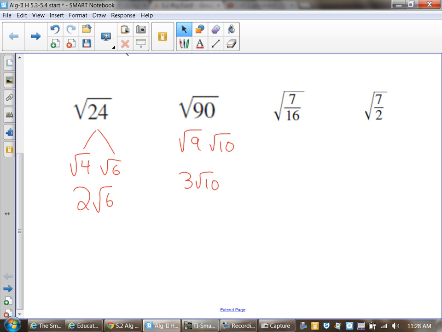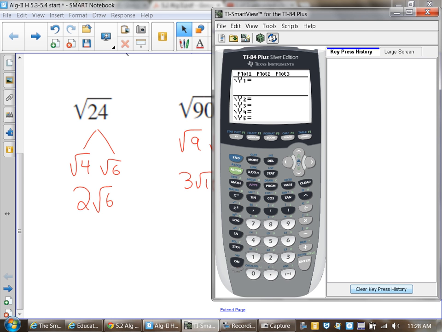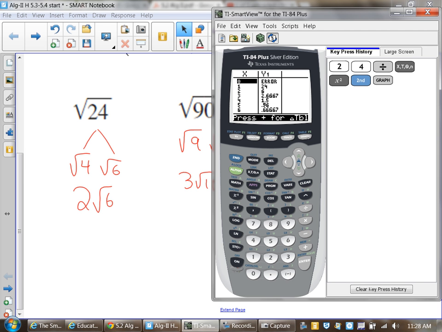Now, a nice little trick. This works when you're just finding square roots of just a single value. Take your calculator, and what I want you to do is go to your y equals, and I want you to put in 24 divided by x squared. It comes up as error. Go to your table. Okay?